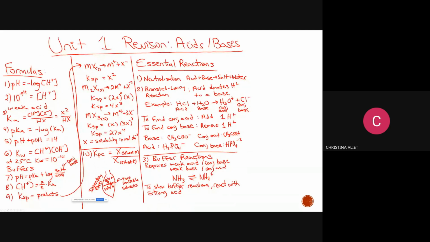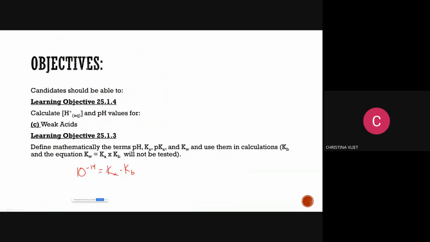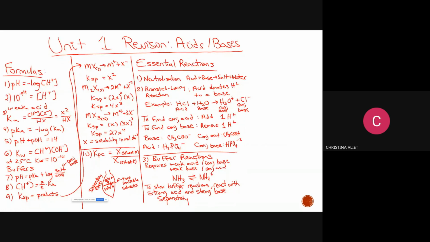And strong base separate. So how would that look here? Oh, it's starting at the top. How would that look here? If I wanted to show how NH3 and NH4 plus works as a buffer, how would I add the strong acid?